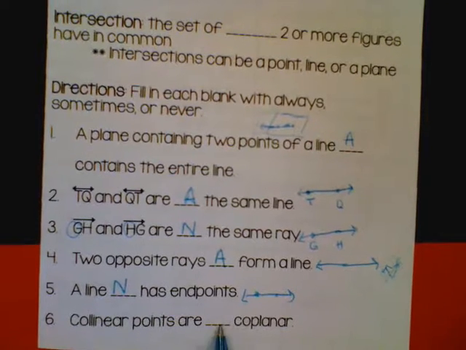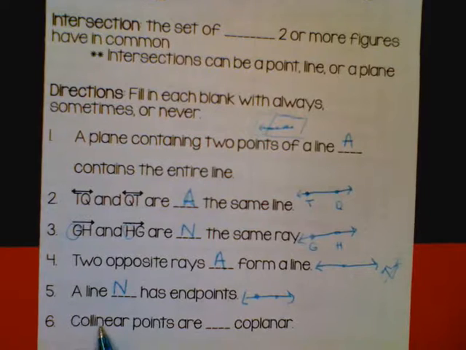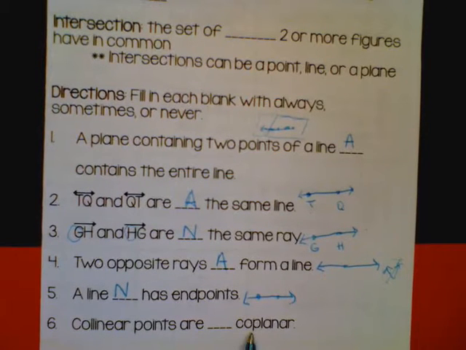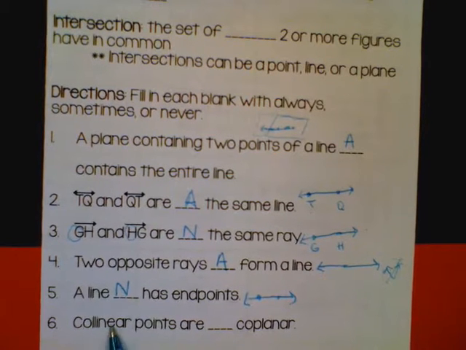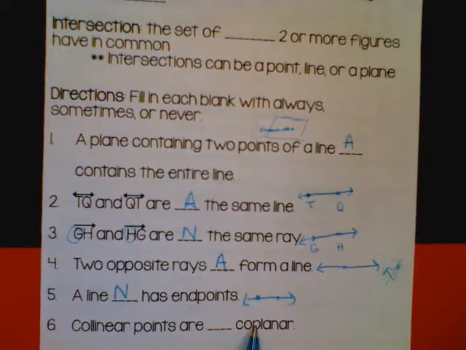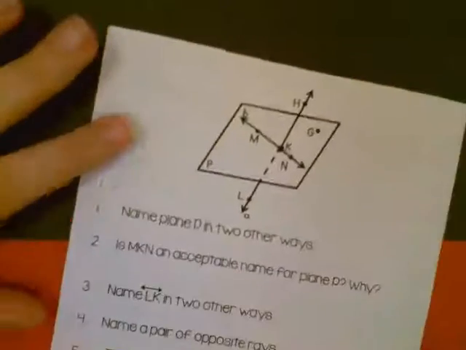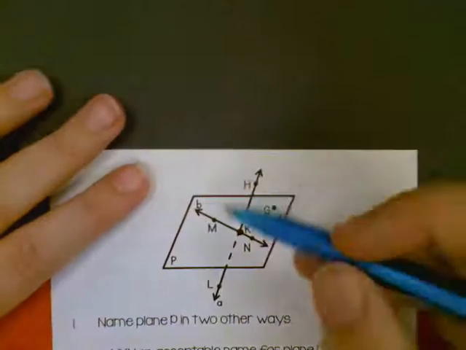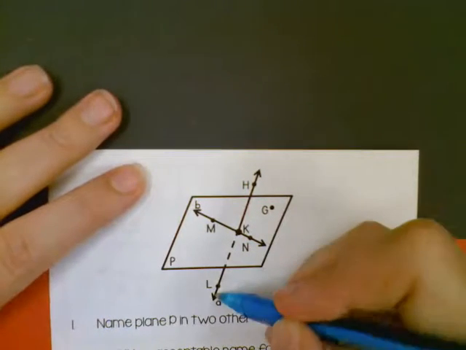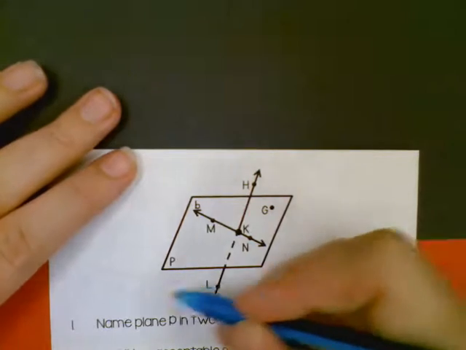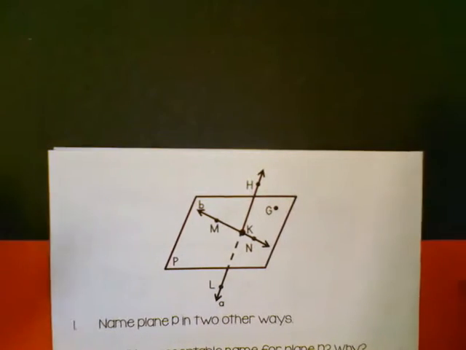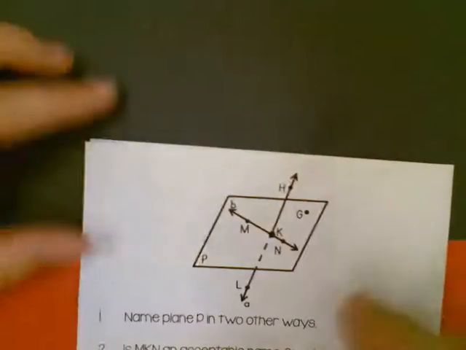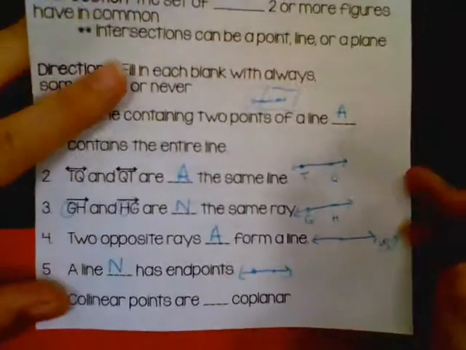And collinear points are blank coplanar. So remember, collinear means that they're on the same line. Coplanar means they're on the same plane. So if they're on the same line, then they have to always be on, well, they don't have to, actually, because we can be talking about different planes. So if we have, these points are collinear, but if we look at a different plane going the other way, we'll do a model of that in class. So we're going to go with sometimes on that one, because that's tricky.